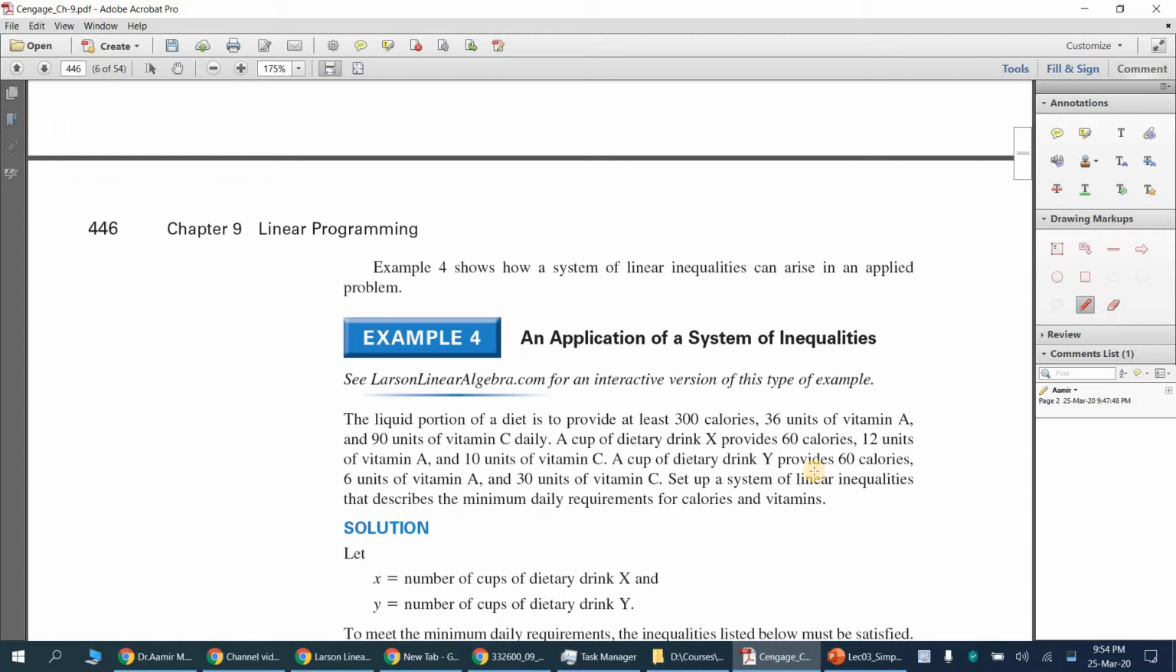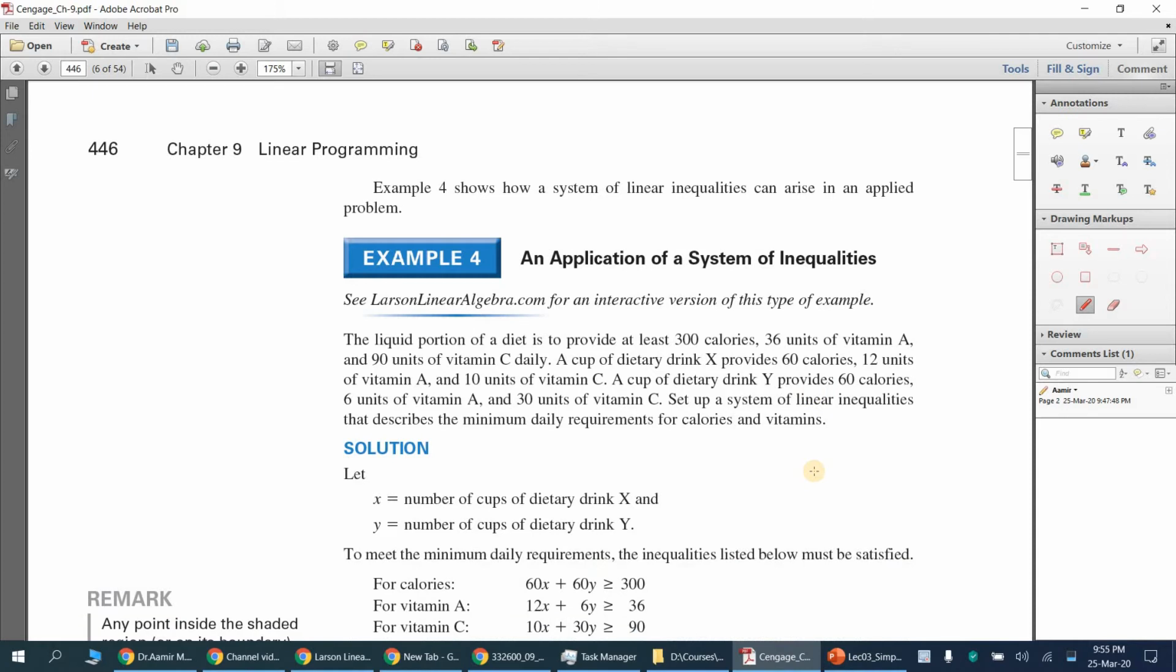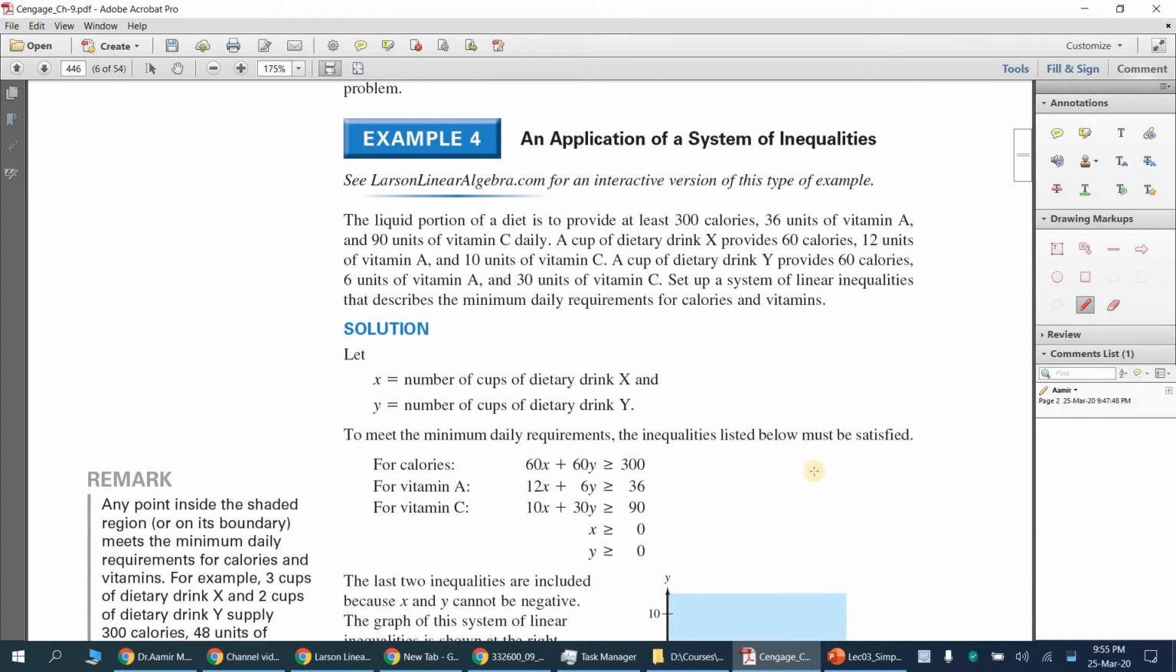So example number 4 is given about the application of the system of inequalities. So let's go through this. Here you are given a liquid portion of a diet that is to provide at least 300 calories and 36 units of vitamin A and 90 units of vitamin C daily. That's what you want to have. That's your requirement. 300 calories, vitamin A 36 units, and vitamin C 90 units. Clear?